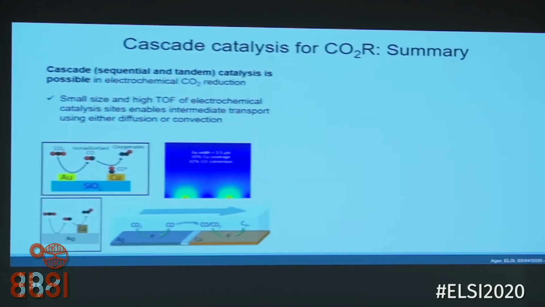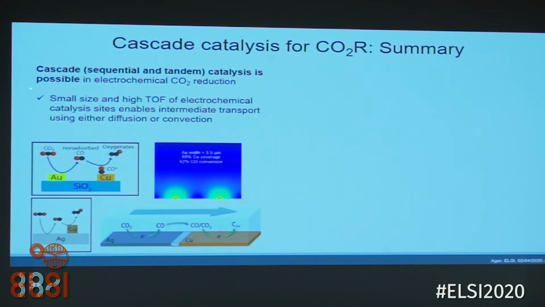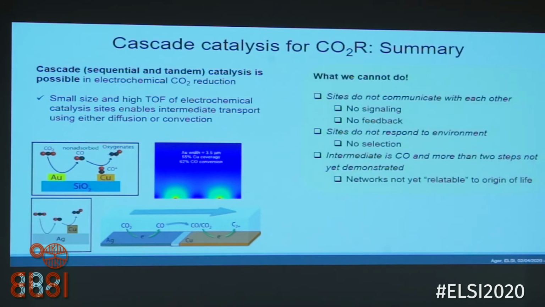So I'm going to summarize this part of the talk. Cascade catalysis is possible in electrochemical CO2 reduction, very possible. And the distance scale over which you can operate is on the order of microns in the case of diffusional transport, and millimeters in the case of convective transport. This system had 10 millimeter long electrodes. I'm going to finish my talk with what I hope is the most interesting part of the talk, the things we can't do right now.